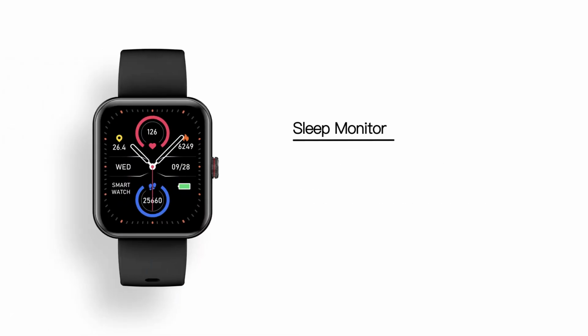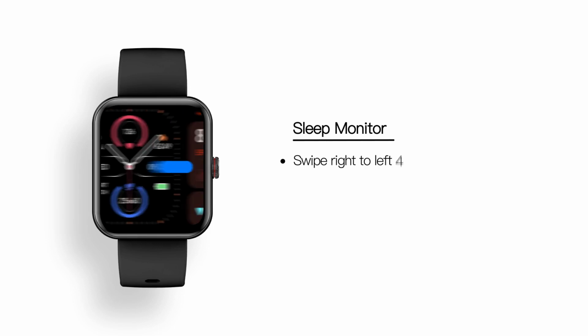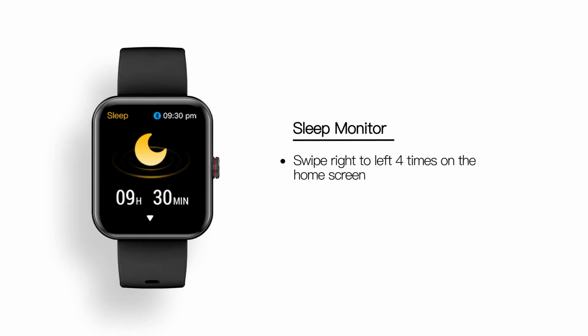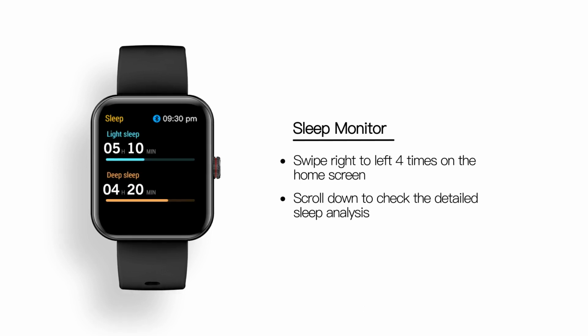Sleep monitor. Step 1, swipe right to left 4 times on the home screen. Step 2, scroll down to check the detailed sleep analysis.